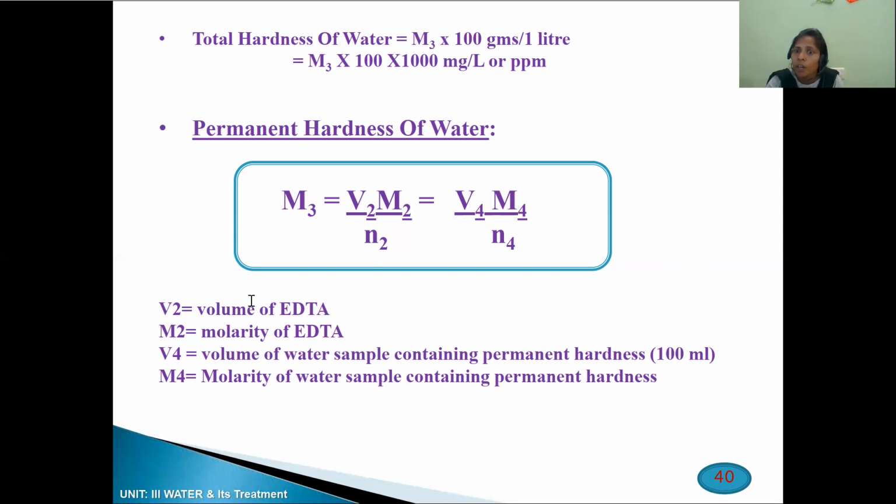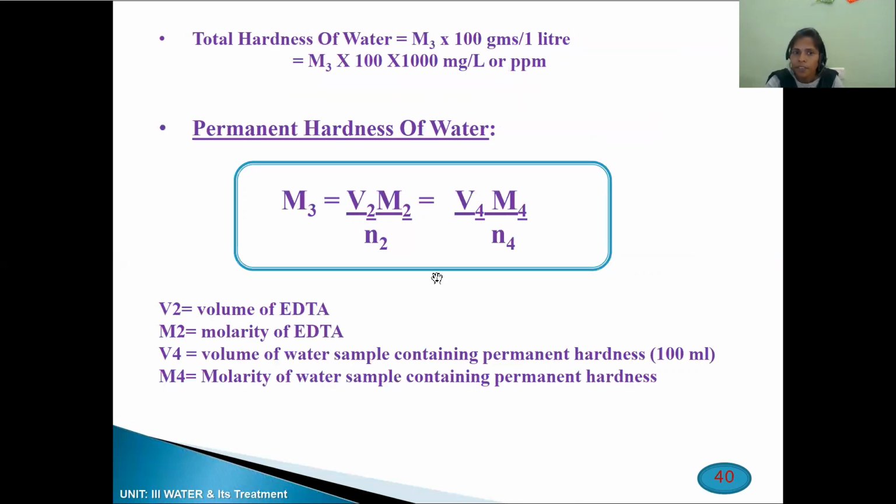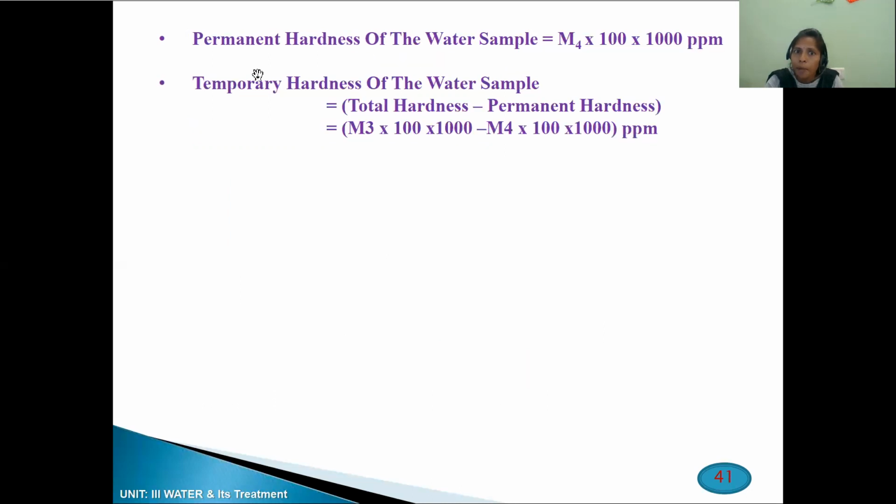The volume of EDTA we got, that is Z. M2 we got already, and V4 is 100 ml. M4 we are going to find out. After getting M4, multiply the same with 10 power 5 to get it in ppm. So here we got the permanent hardness and here we got the total hardness. Total hardness means M3 into 10 power 5. Permanent hardness means M4 into 10 power 5.